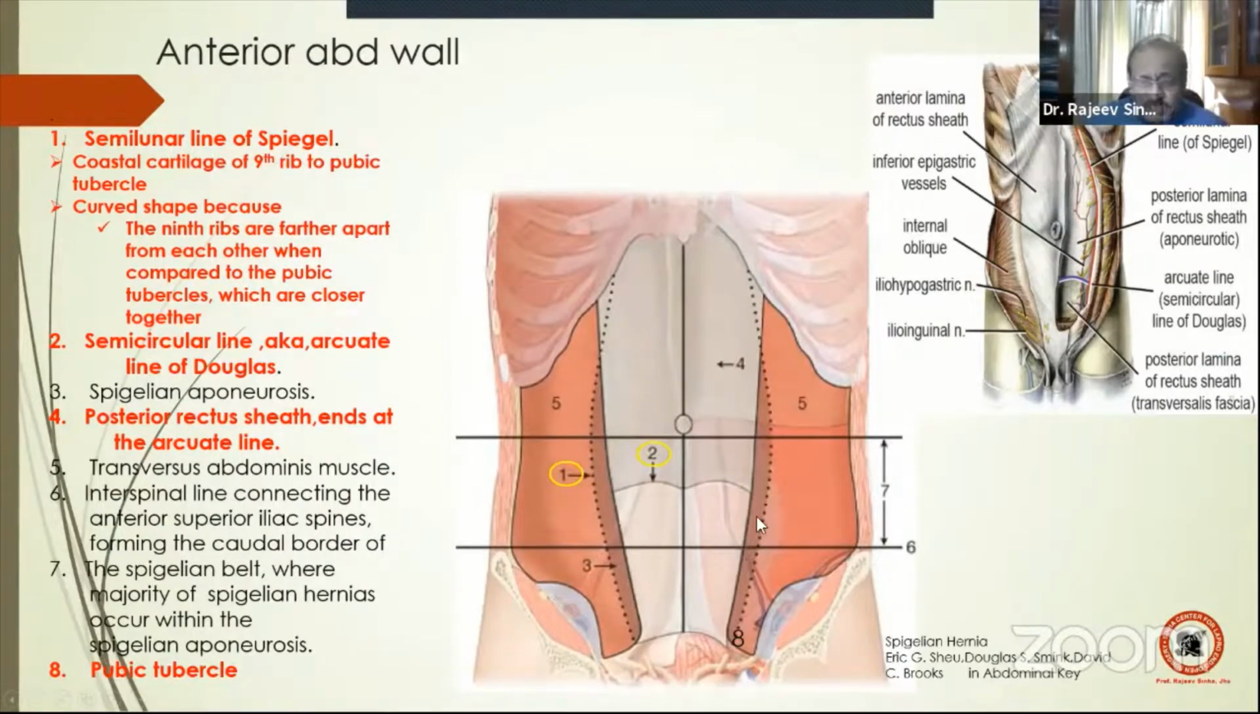And the posterior sheath ends at the arcuate line of Douglas or the semicircular line. Now these are the two things which are very important for understanding what the E-TEP repair is, along with the sheath of the rectus abdominis muscle. So this whole thing is the sheath. The semilunar line, the arcuate line, and this is the sheath of the rectus abdominis. This is the umbilicus out here, right?